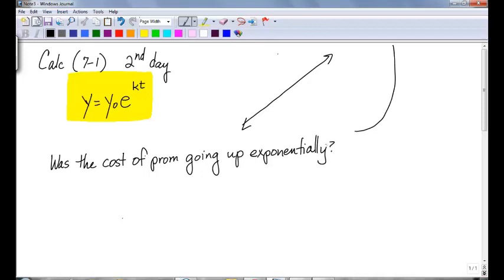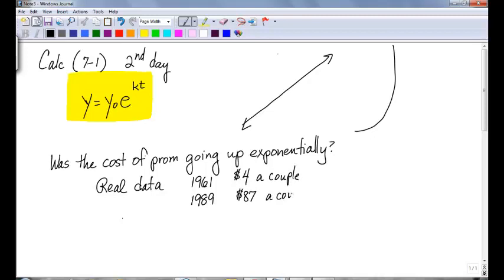Okay, so what he did was he went back and looked at the real data that he had. And Van Nuys, California is a rich area, very affluent. So the real data that he had was back in 1961, it cost $4 a couple to get in the door. In 1989, it cost $87 a couple to get in the door. So that was quite a jump, and it had been going up and up and up.